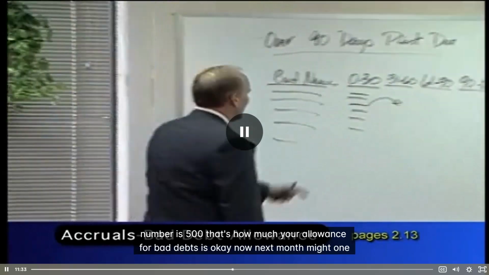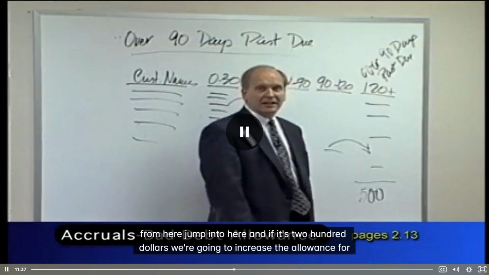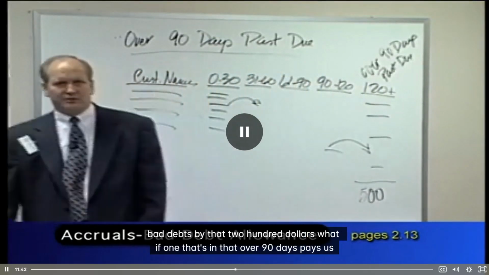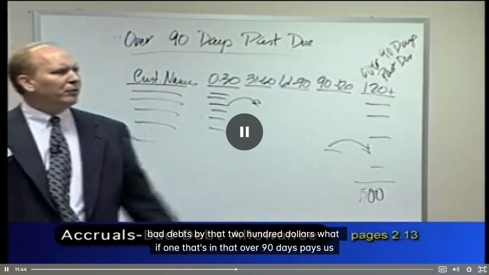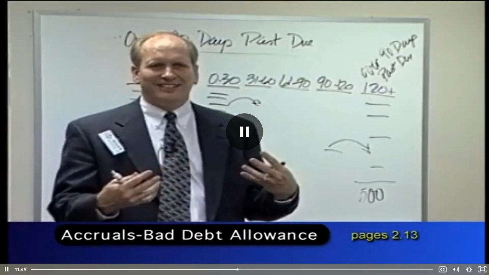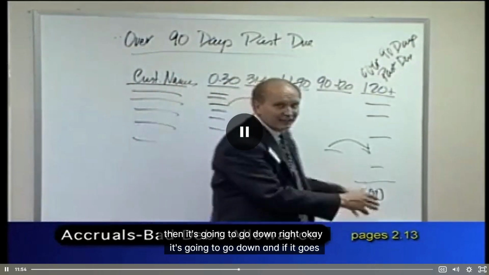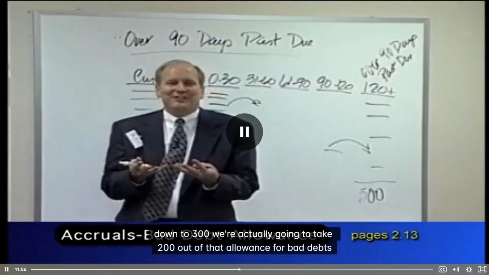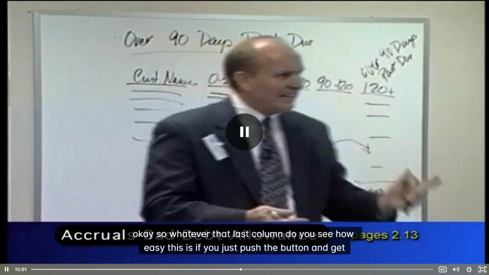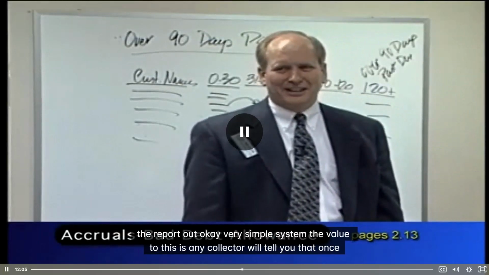Now next month, might one from here jump into here? And if it's $200, we're going to increase the allowance for bad debts by that $200. What if one that's in that over 90 days pays us? Then it's going to go down, right? And if it goes down to $300, we're actually going to take $200 out of that allowance for bad debts. So whatever that last column is, do you see how easy this is if you just push the button and get the report out?